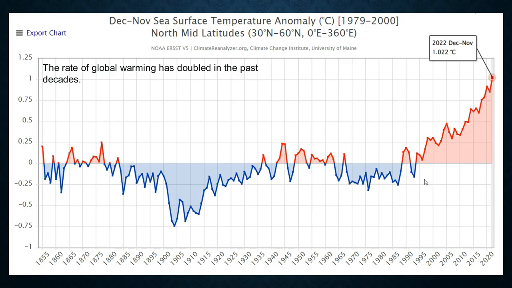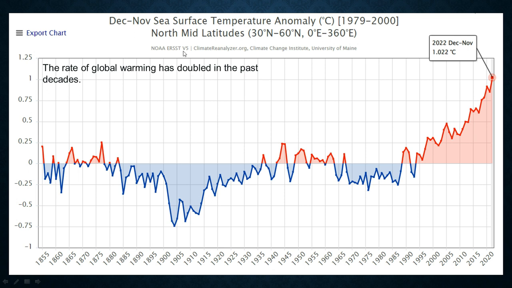Okay. Now we're going to look at sea surface temperature anomalies. So the anomaly is going to be compared to 1979 to 2000. So 0 is, and these are departures from this average. The 0, of course, is no departure. So if you look, for example, at this point right here, which looks like about 1988 or so, the sea surface temperature was no departure from this 30-year average.